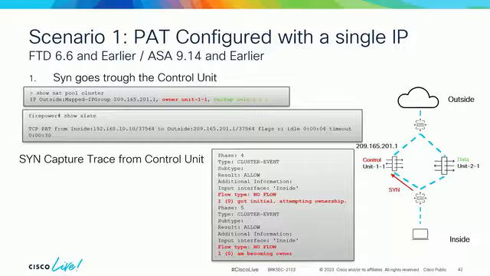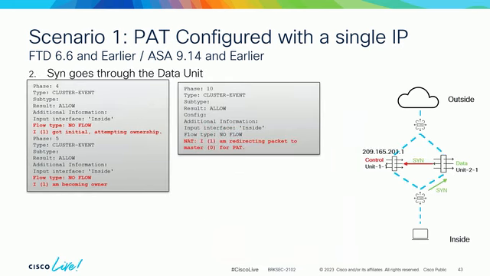Problem comes when the connection is load balanced to another unit in the cluster, to the data unit. Because when the connection is balanced to the data unit, the data unit will take ownership of that connection, and then the data unit needs to translate that connection. The thing is that the data unit doesn't own an IP address for allocating translations. So when that happens, the data unit will forward the traffic to the control unit for translating the connection.